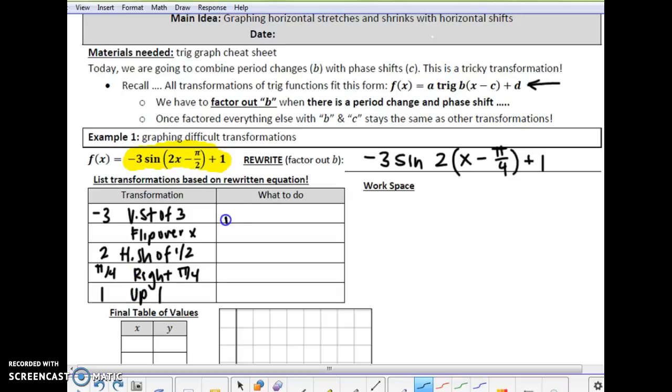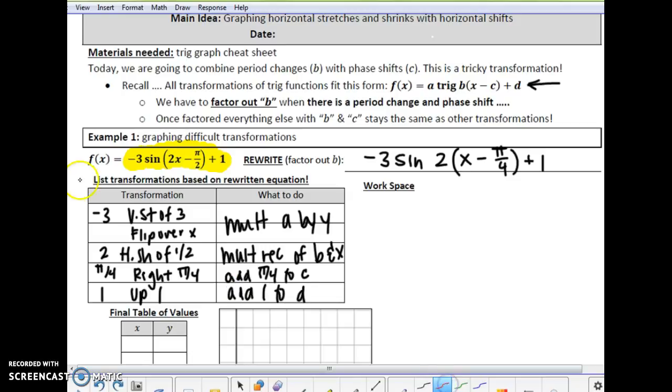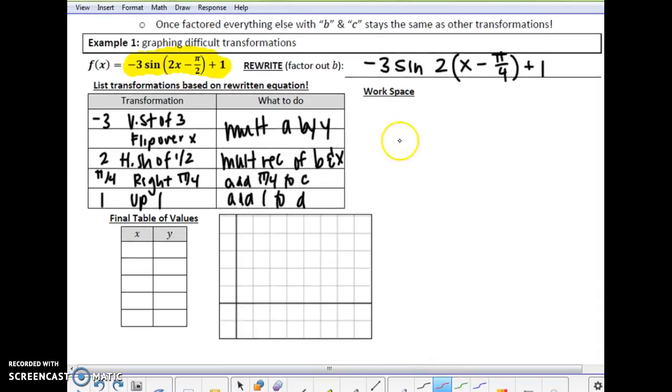So this is going to be multiply a and y. This is going to be multiply reciprocal of b and your x. This is going to be add pi over 4 to c, and this is going to be add 1 to d. So we're pretty familiar with those transformations. I'm not too worried. Over here, it's going to be our workspace.